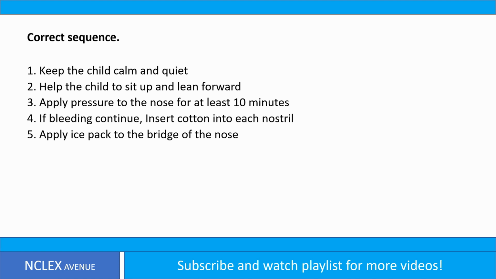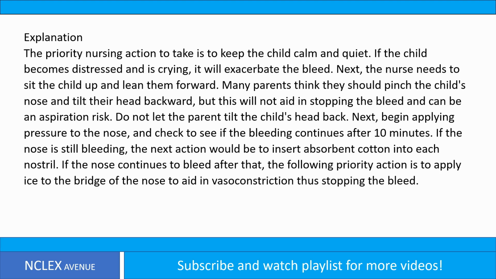2. Help the child to sit up and lean forward. 3. Apply pressure to the nose for at least 10 minutes. 4. If bleeding continues, insert cotton into each nostril. 5. Apply ice pack to the bridge of the nose. Explanation. The priority nursing action to take is to keep the child calm and quiet.